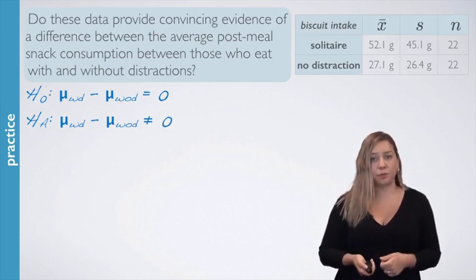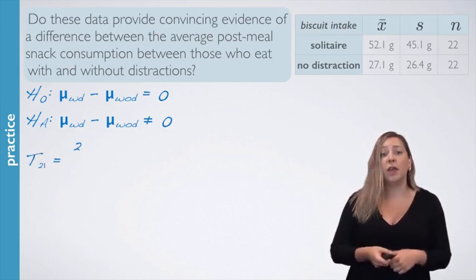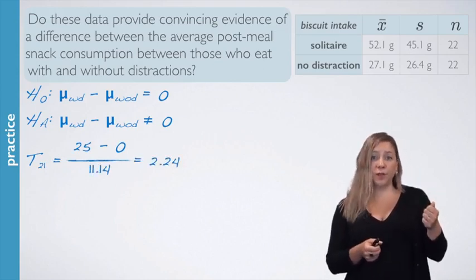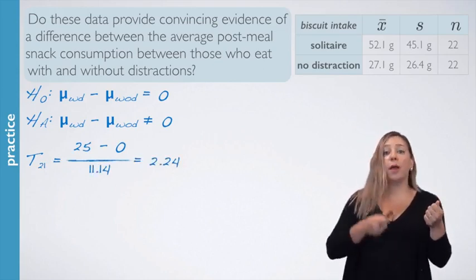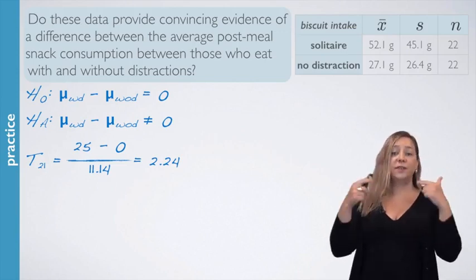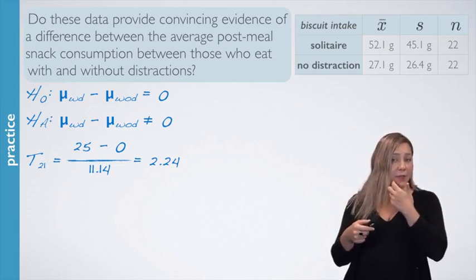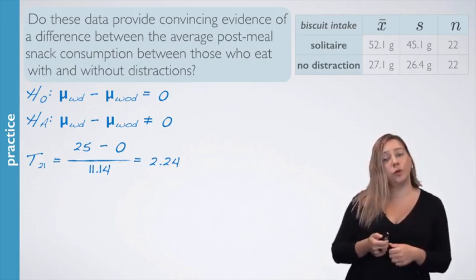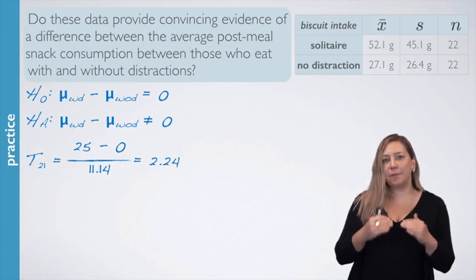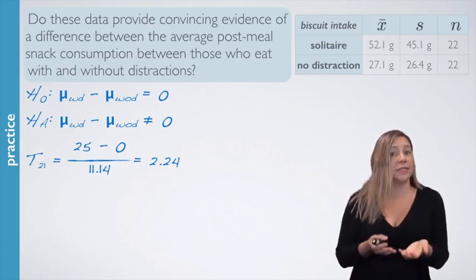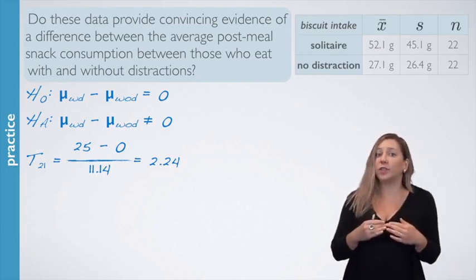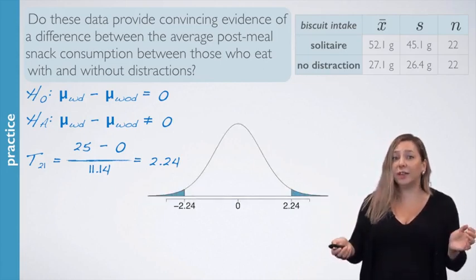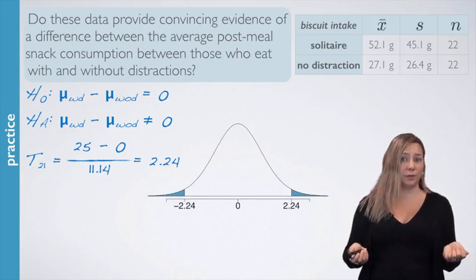We calculate our test statistic, which is a t-score with 21 degrees of freedom, as the observed difference, the 25 we saw earlier, minus the null value of 0, divided by the standard error we calculated earlier of 11.14. This yields a t-statistic of 2.24. The last step before making a decision on these hypotheses is to find the p-value, but before we can do that, we must sketch the sampling distribution. We do that and shade the tail areas corresponding to our p-value.